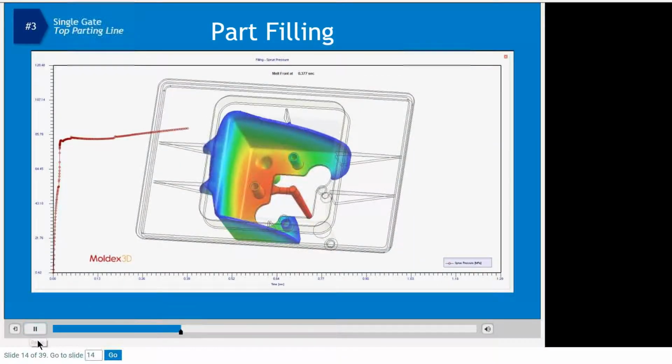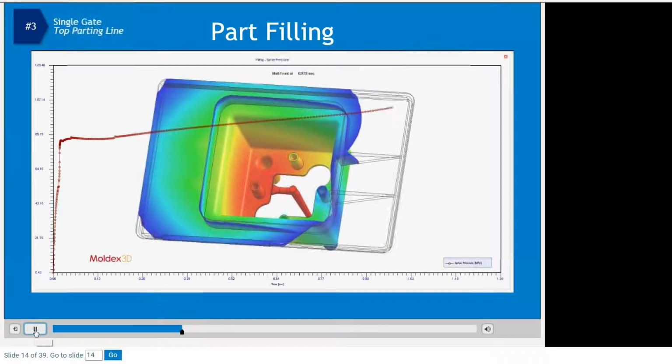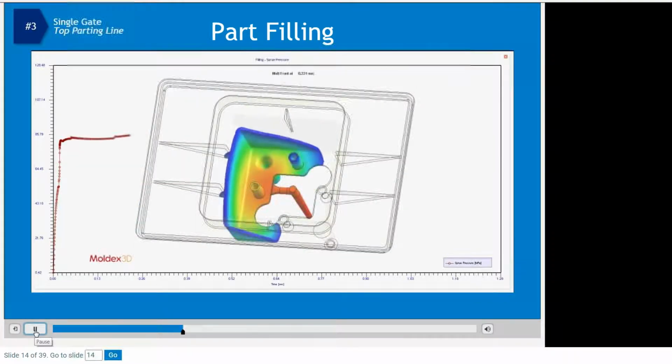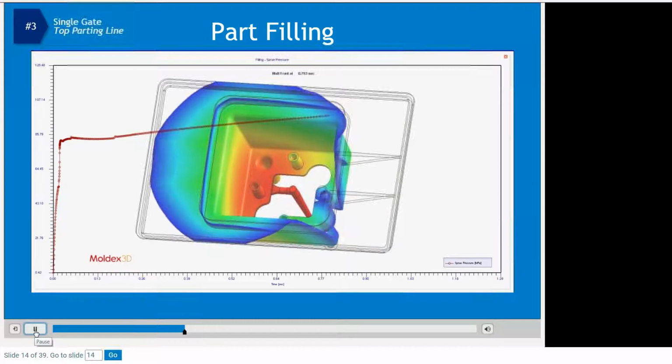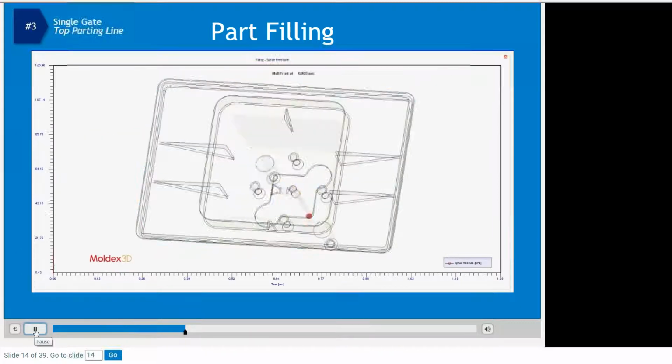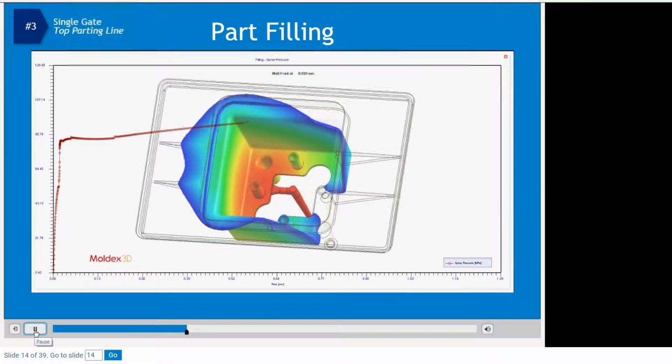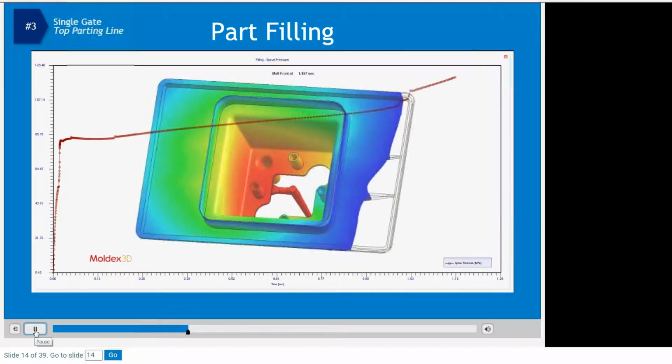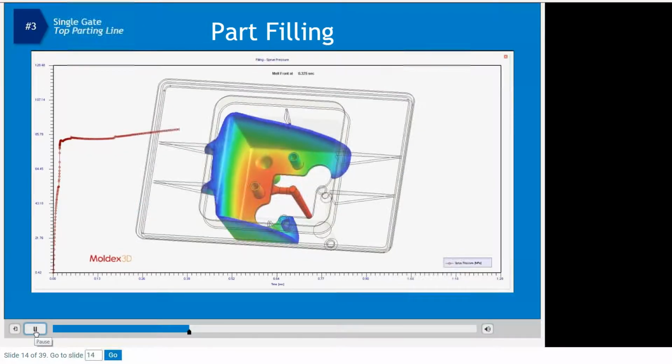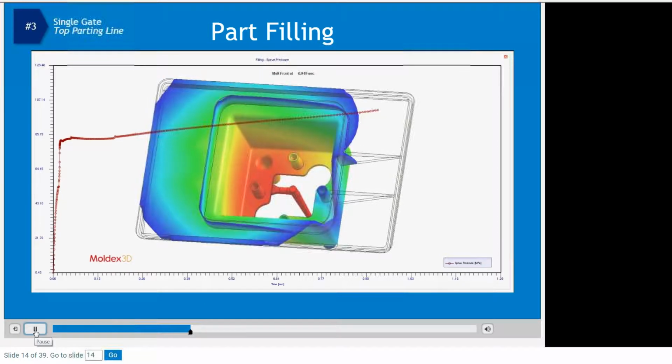Now we will look at the filling animations and injection pressure curves for the top gate setup. Beginning with the single gate, looking at the bottom view of the part. Notice there is a quick rise in the pressure at the beginning. This is because of the gate and runner sizes. The part design features fill without any issues.